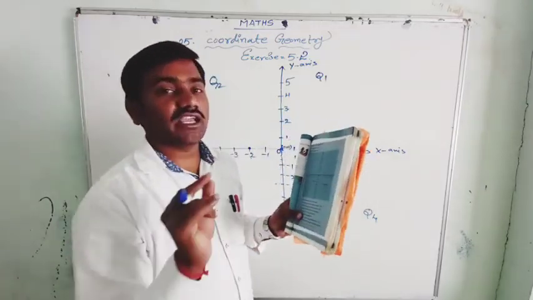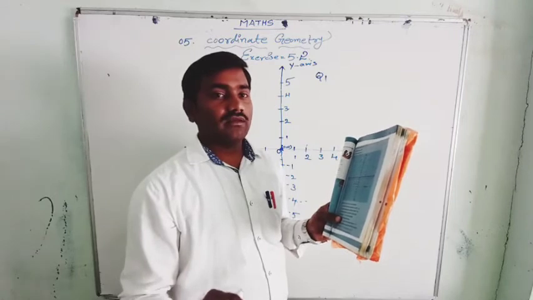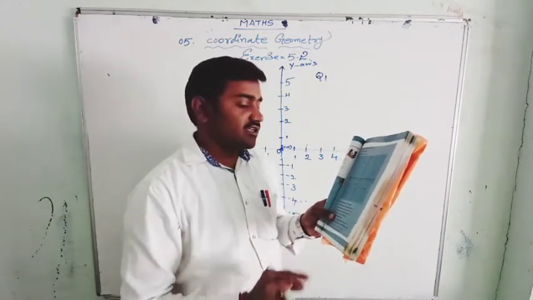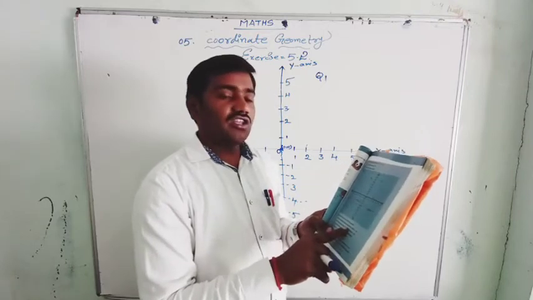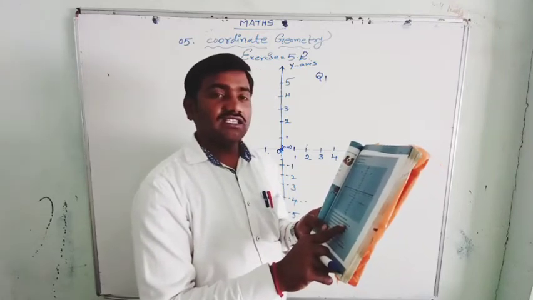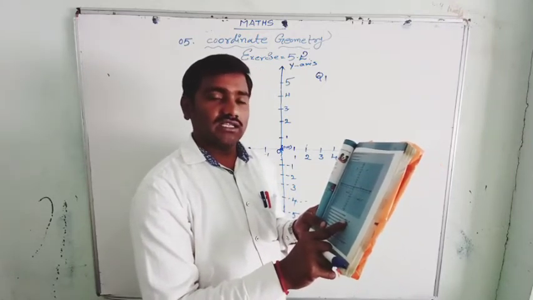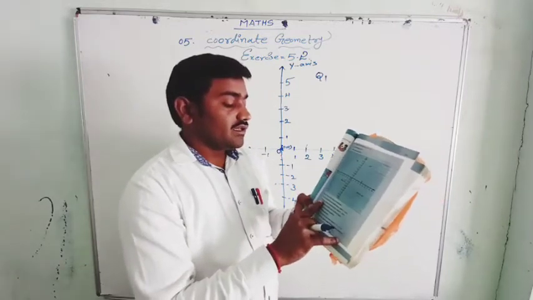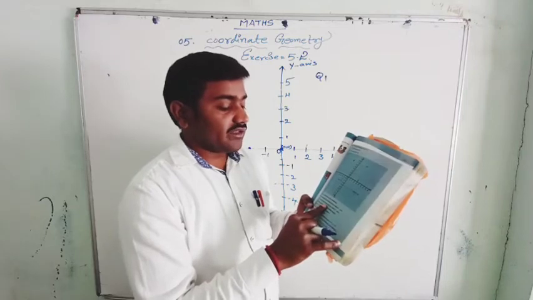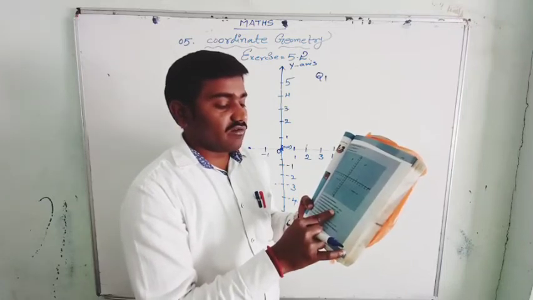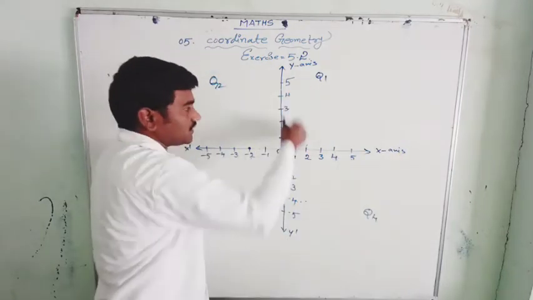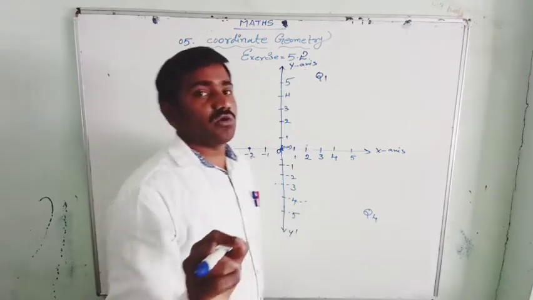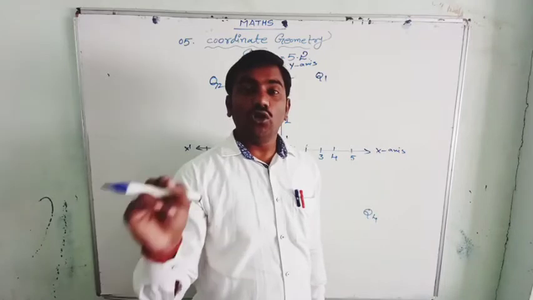So the first given statement is false, and you have to write the correct statement, that is, in the Cartesian plane, the horizontal line is the x-axis. Okay. The second one: in the Cartesian plane, the vertical line is the y-axis. Yes, here you can see it is a vertical line, known as the y-axis. So the second statement is true.